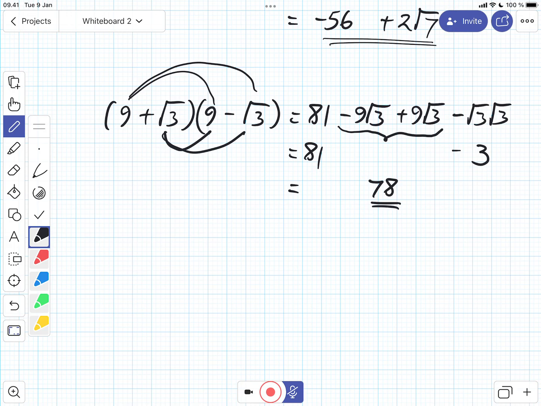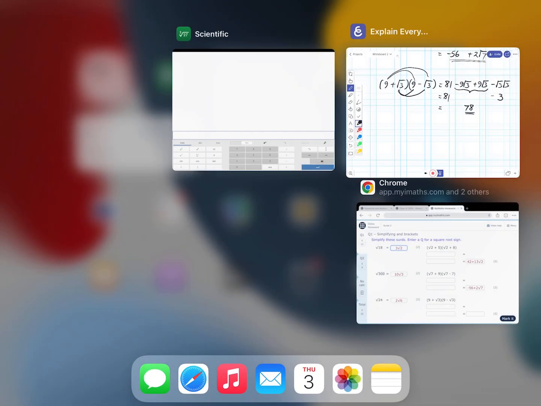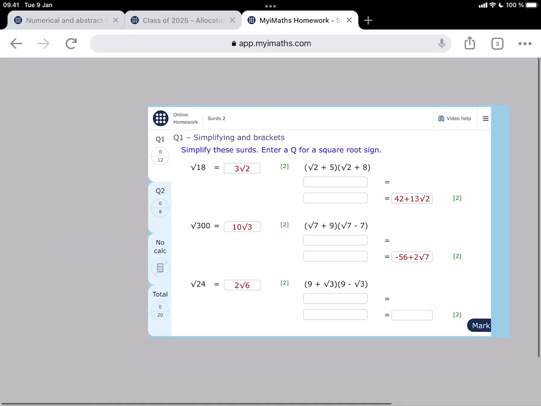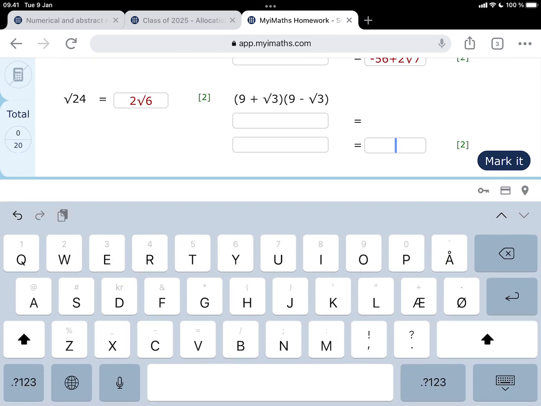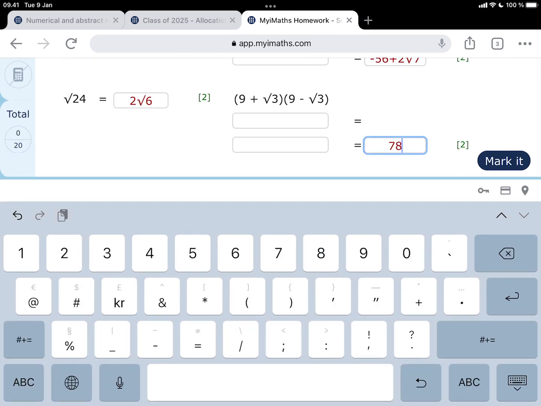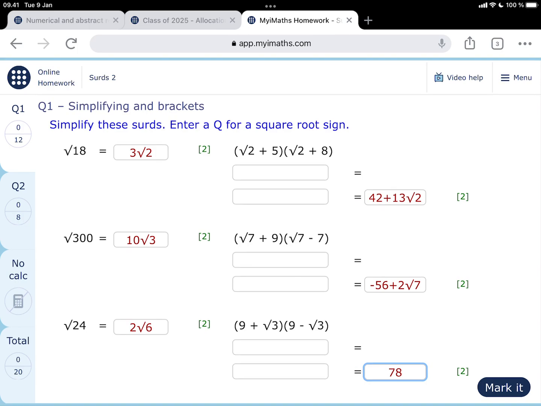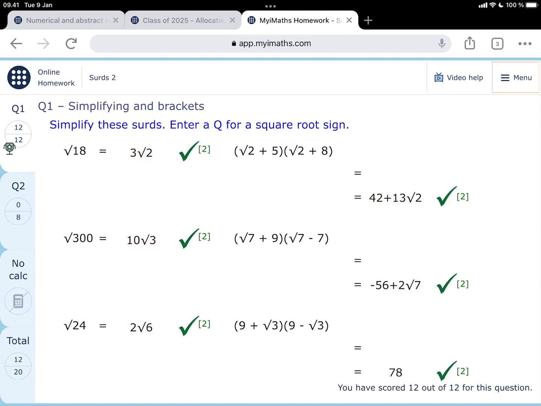And that thing about the plus and minus in the brackets making them all cancel each other out is going to be useful when we get to the next exercise, all about rationalizing the denominator. But let's just do this one. So I'll go back to that and put 78 in my box there, and we will just mark that. And we got 12 out of 12, which is lovely.